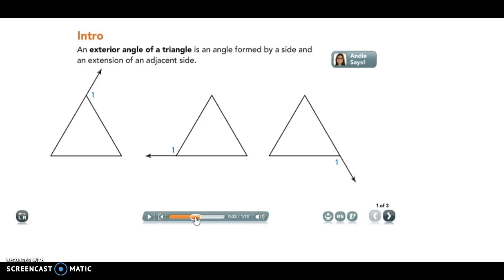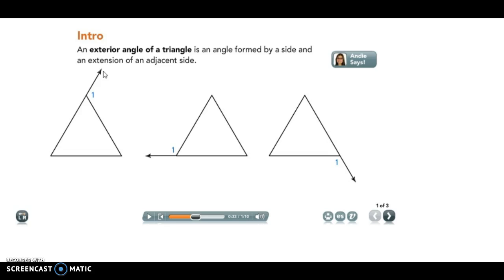This video is for 11.4, exterior angles of triangles. An exterior angle of a triangle is an angle formed by a side and an extension of an adjacent side. So you notice each one of these number ones has a triangle, and then one side that is extended out past there.